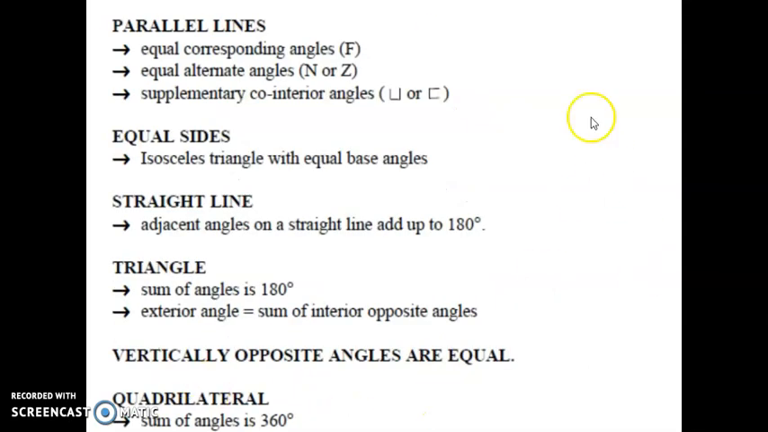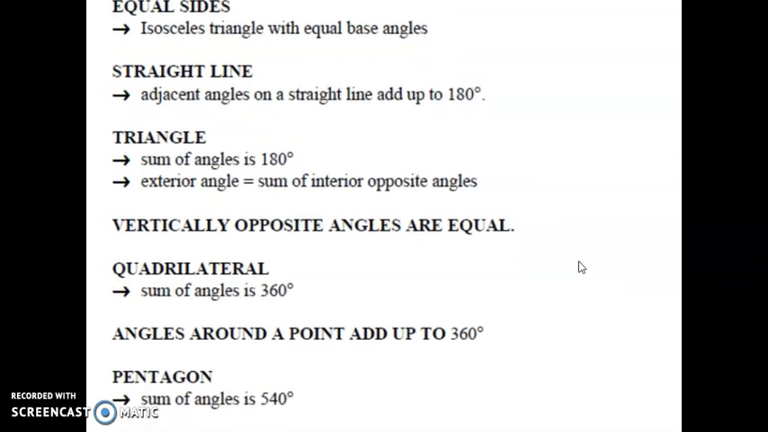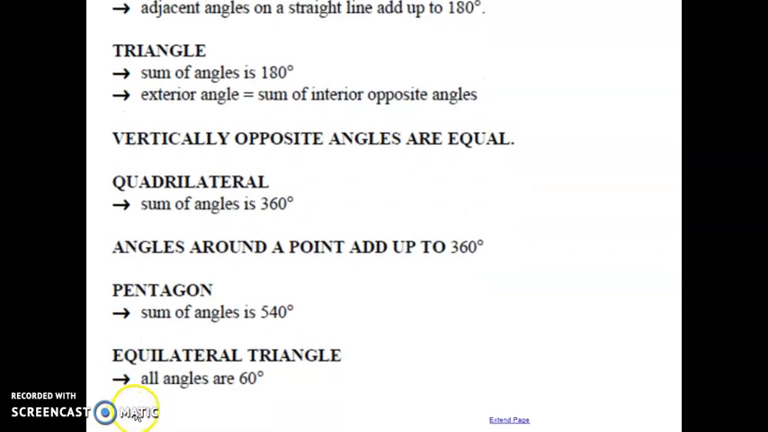To conclude, I've listed again the information about parallel lines, corresponding angles, alternate angles, and supplementary and co-interior angles. I've listed also what is to be done when a triangle has equal sides. When you work with a straight line, when you work with a triangle, speak about vertically opposite angles that are equal. Quadrilateral, we talk about the sum of the angles being 360 degrees. Angles around a point add up to 360. And a pentagon, the sum of the angles is 540. An equilateral triangle, all the angles are 60 degrees.